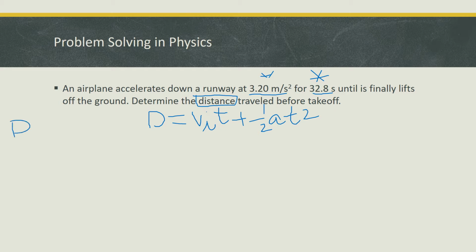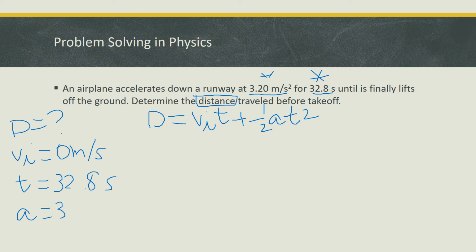I'm going to list my variables over here off to the left-hand side to help me stay organized. And I'm going to fill in my information. I'm solving for distance, that's my problem. The initial velocity, if it was an airplane at rest, is 0 meters per second. The time traveled was 32.8 seconds. And the acceleration is 3.20 meters per second squared.